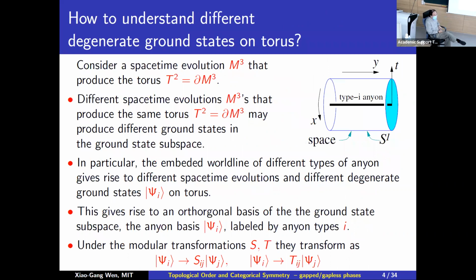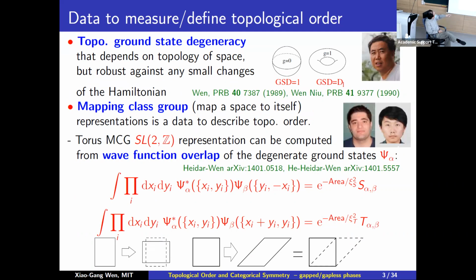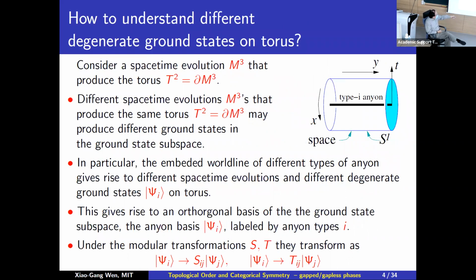Where does this alpha index run? It's a degenerate ground state. On the torus, there are several degenerate ground states, say 4-fold degeneracy, so alpha beta would range from 1 to 4. It's just labeled by degeneracy. But here, actually, this label should be anion type. It's the same: the degeneracy comes from different anion types.